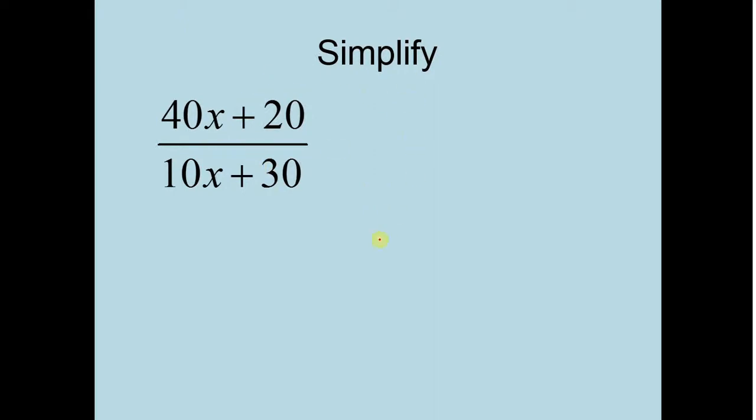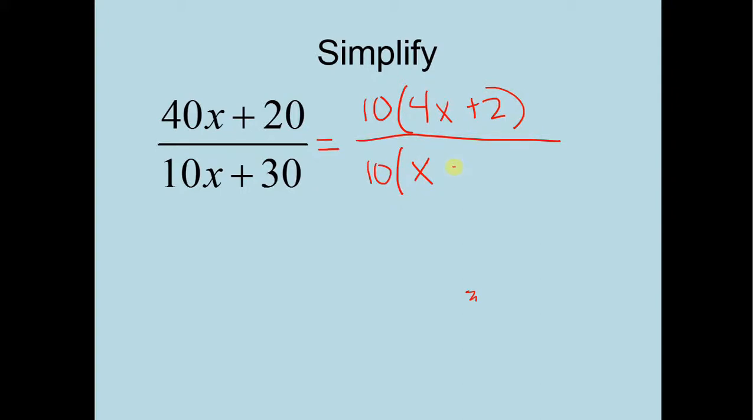So let's simplify. Let's factor out. Let's see. Is there a greatest common factor somewhere in here? So what can I take out of 40 and 20? I can take out a 10, right? So 40 divided by 10, that's 4. So I've got the x hanging out. 20 divided by 10, that's 2. So that's the top, right? Now let's divide this one. So 10 and 30, the number they both share would be 10. So then 10 divided by 10, that's 1, right? So just 1x plus 3.